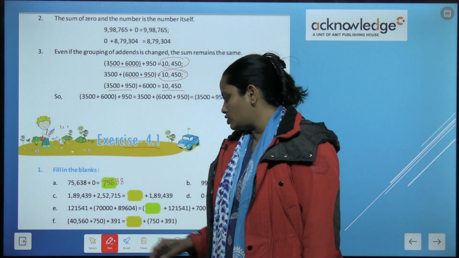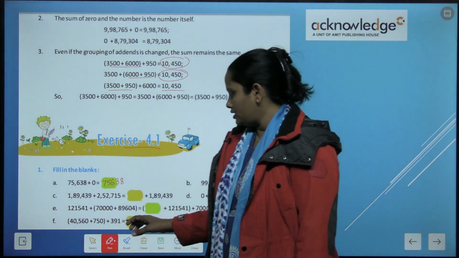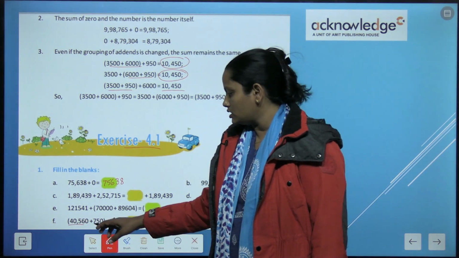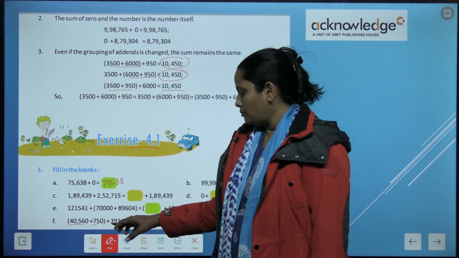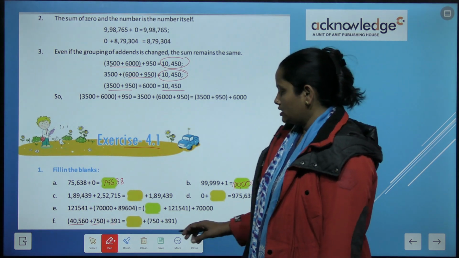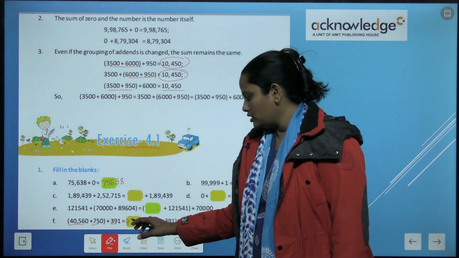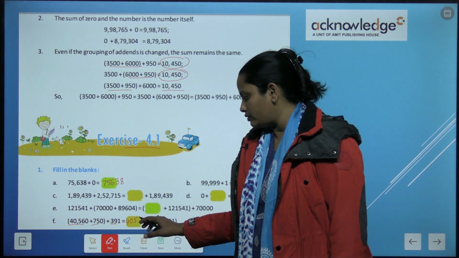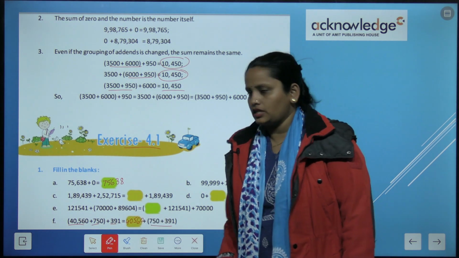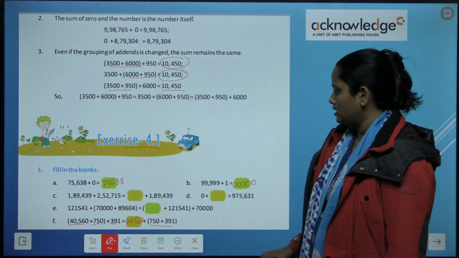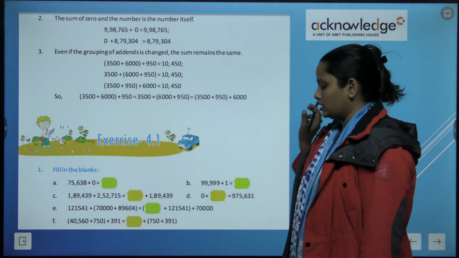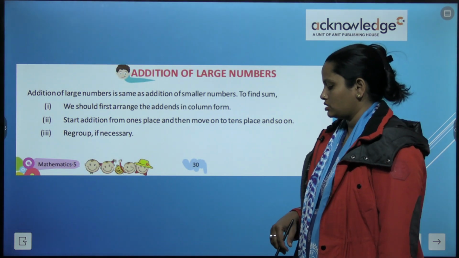Now similarly, let's do this one. Here it is saying 40,000 plus 750 plus 391 is equal to 750, 391. So what will come here? Here it will come 40,560 only. I hope this is clear. Similarly, I have to complete the rest of the questions.